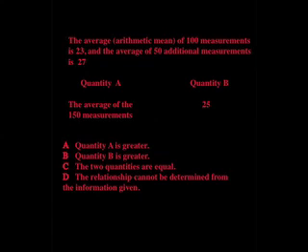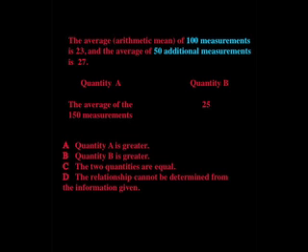Now we can do a question that most people got wrong when they took it on an official GRE test. We're told the average (arithmetic mean) of 100 measurements is 23, and the average of 50 additional measurements is 27. And we're asked to compare two quantities. Quantity A is the average of 150 measurements, and quantity B is 25.